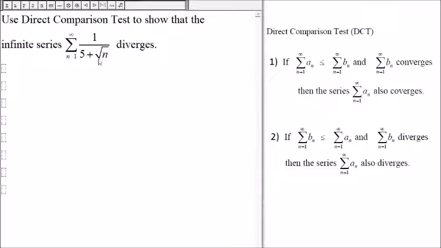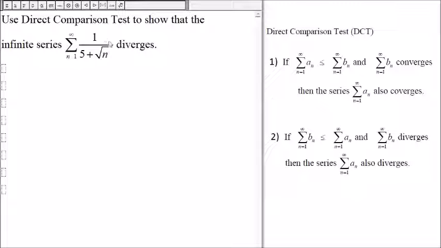Here we have the infinite series of 1 divided by 5 plus the square root of n. And we want to use the direct comparison test, or the basic comparison test, to show that this series right here diverges. Now the direct comparison test says that if we want to show this series diverges, then we need to come up with a series b sub n.